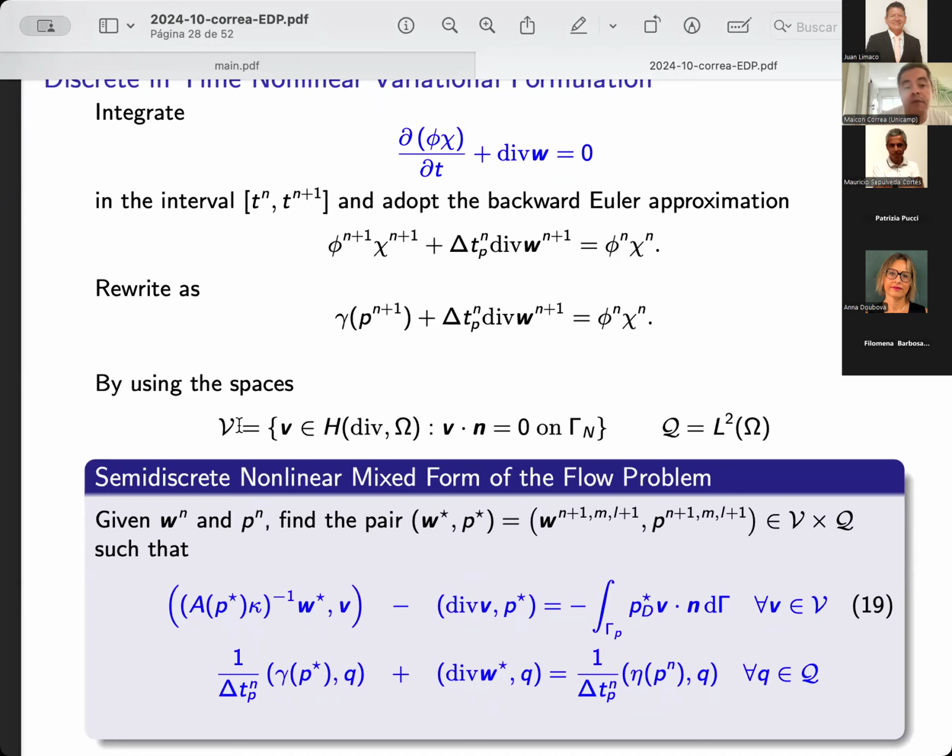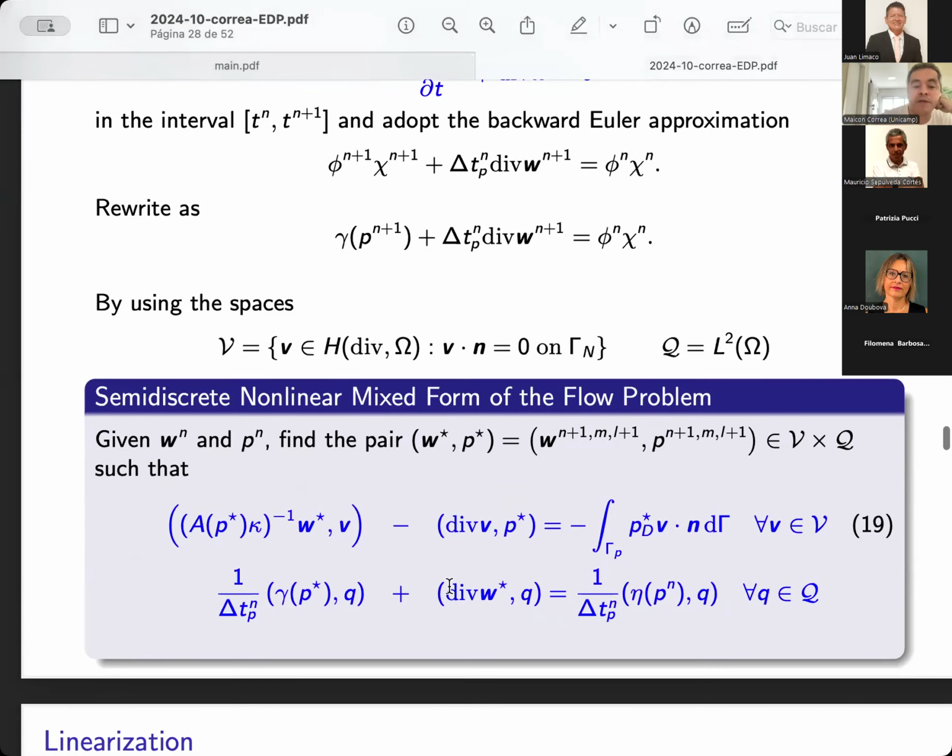In our variational formulation, we take the V, that's the space for the velocity, is the H(div), and the Q, that's the space for the pressure, is L2. So we have this nonlinear mixed form for the flow problem. It's discrete in time and continuous in space.